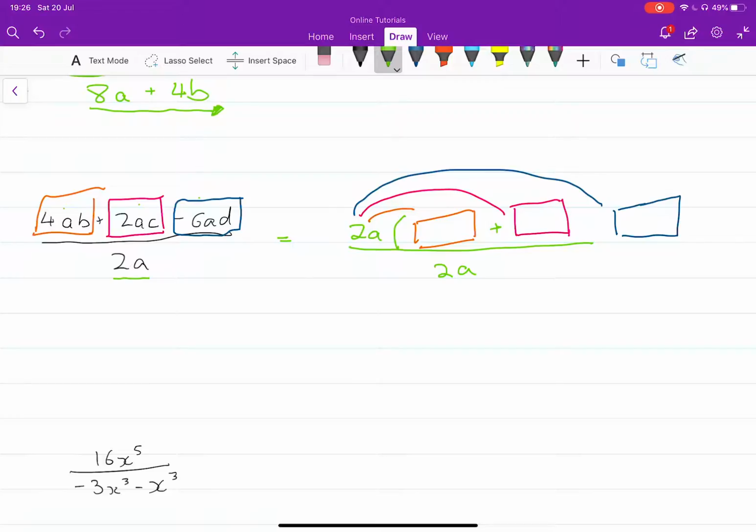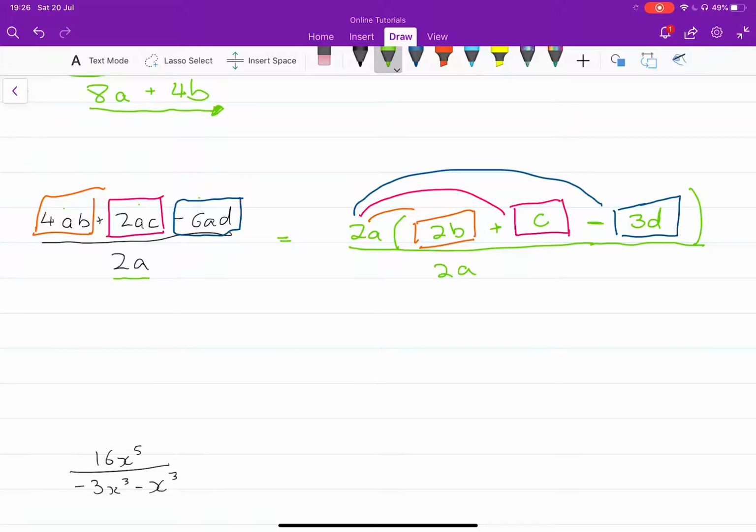2a times 2b gives us 4ab. So that is good. 2a times c gives us 2ac. And 2a times minus 3d gives us minus 6ad. Okay, so this is all in brackets.